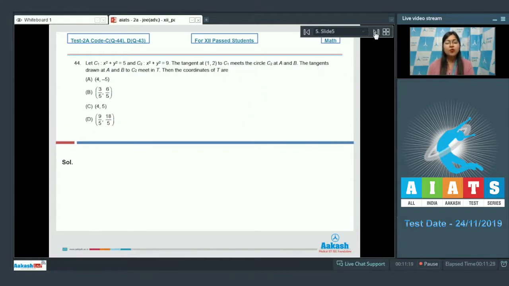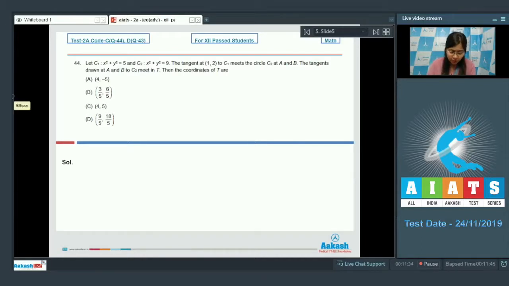Next is question number 44, which says that let C1 and C2 be two circles. The tangent at (1, 2) to C1 meets the circle C2 at A and B. The tangents drawn at A and B to C2 meet in T.